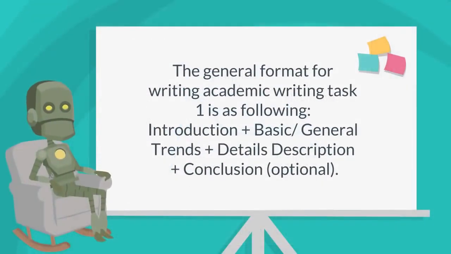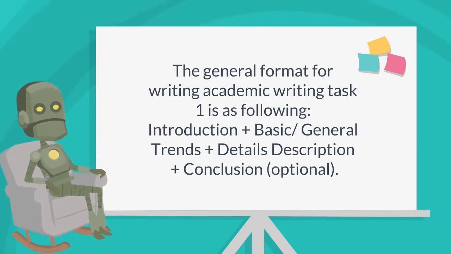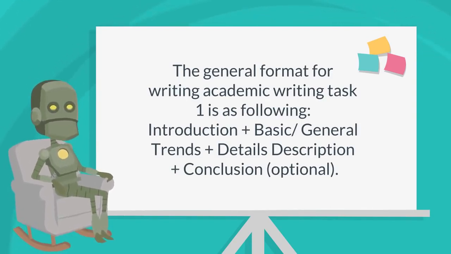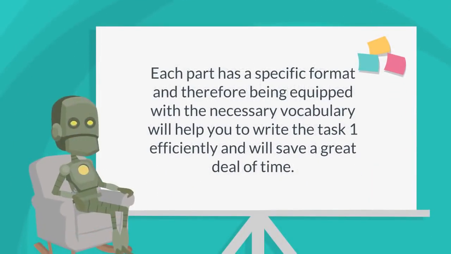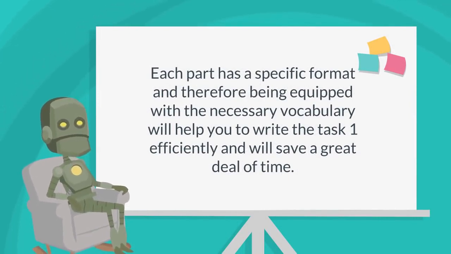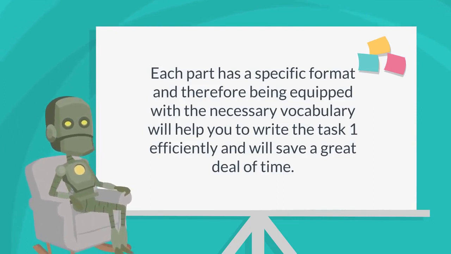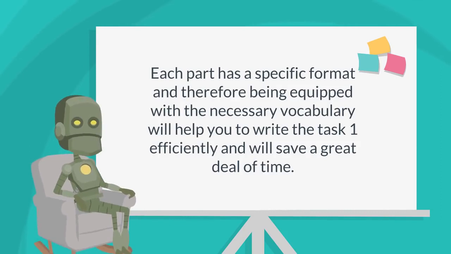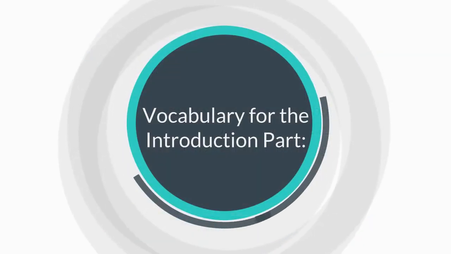The general format for writing academic writing task 1 is as follows: introduction, plus basics or general trends, plus details description, plus conclusion, which is optional. Each part has a specific format, and therefore being equipped with the necessary vocabulary will help you to write the task 1 efficiently and will save a great deal of time. Vocabulary for the introduction part.